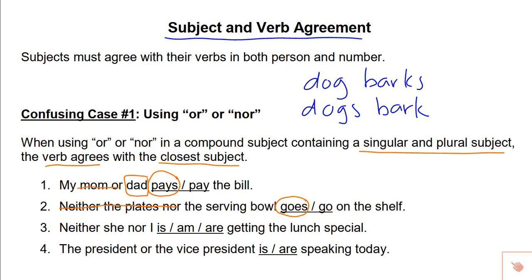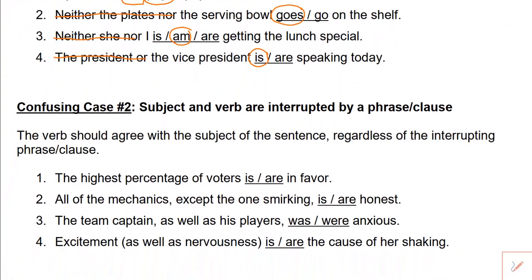Let's try the next one. I'm going to cross this off. I am getting the lunch special. So neither she nor I am getting the lunch special. It's right. Let's cross this off. The vice president is speaking today. The president or the vice president is speaking today. That is correct.